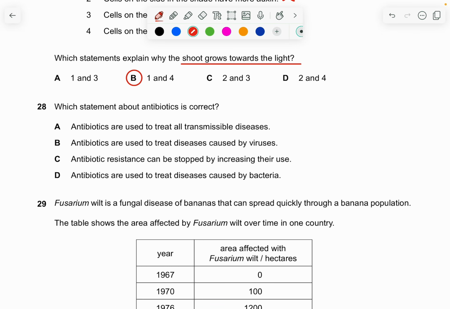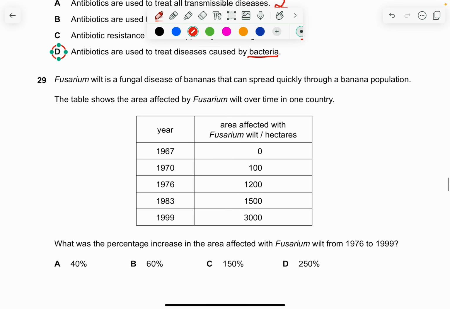So which statement about antibiotics is correct? Antibiotics are used to treat all transmissible diseases. This is wrong. Antibiotics are used to treat diseases caused by a virus. This is also wrong. It should be bacteria. Antibiotics resistance can be stopped by increasing their use. This is definitely wrong. It should be decreasing their use. Antibiotics are used to treat diseases that are caused by bacteria. Yes, this is the correct answer. So the answer is D.